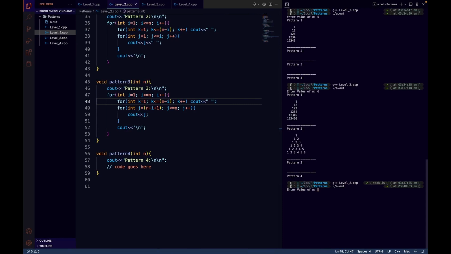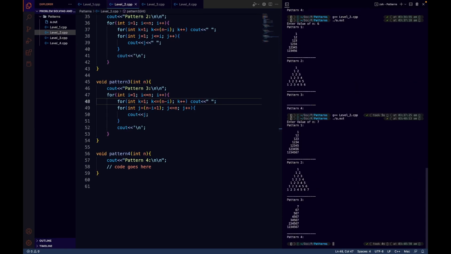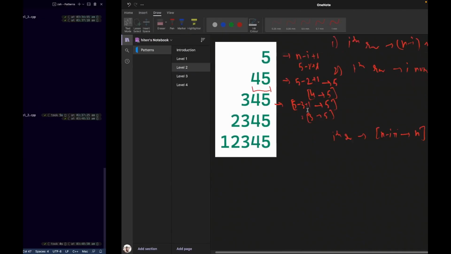So a dot out, and let us just input a value of 7. If you see on this pattern, we are getting the required pattern. Again I'll be repeating that these patterns are just interrelated to each other. We just have to make some small changes to the pattern in order to achieve a new pattern.